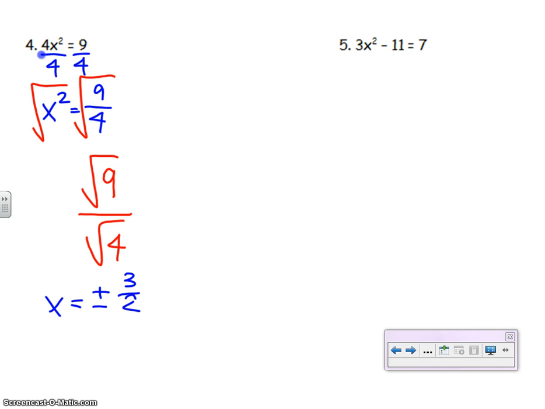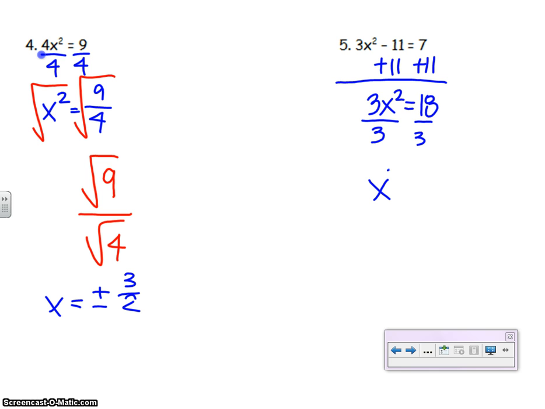All right, when we look at number 5, this looks like a two-step equation from the beginning of the year or pre-algebra. We just have the x squared. So first we're going to move the minus 11. We have 3x squared is equal to 18. We'll divide by 3. We get x squared is equal to 6.